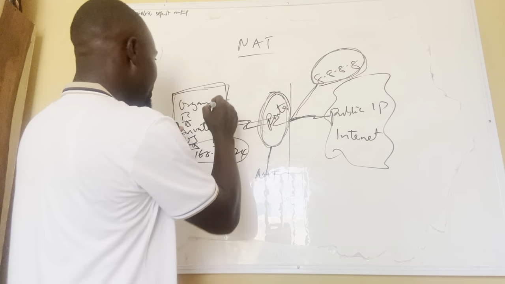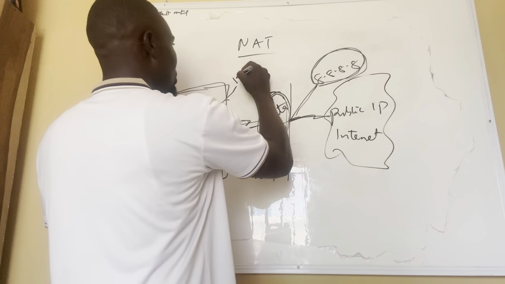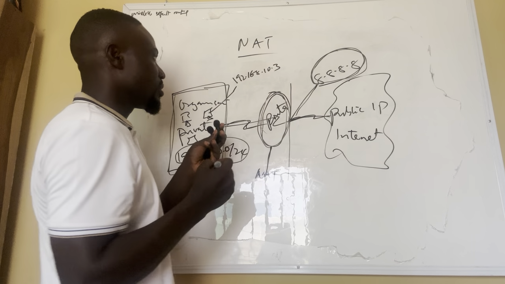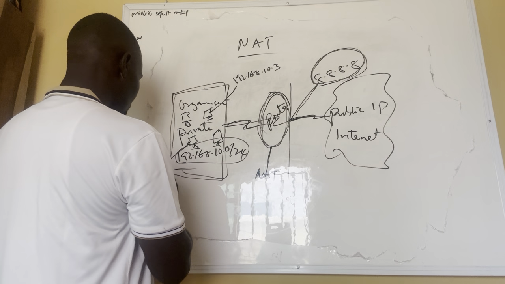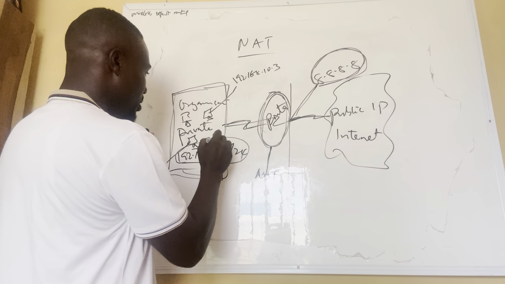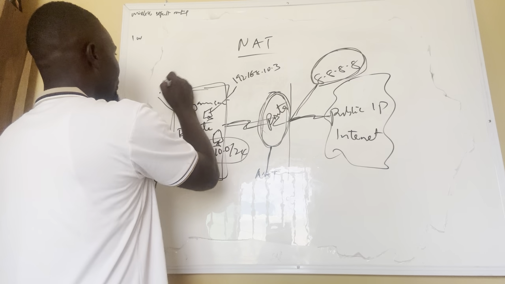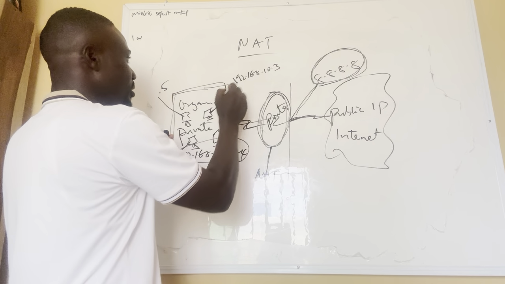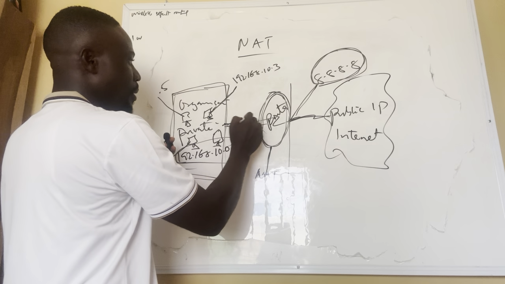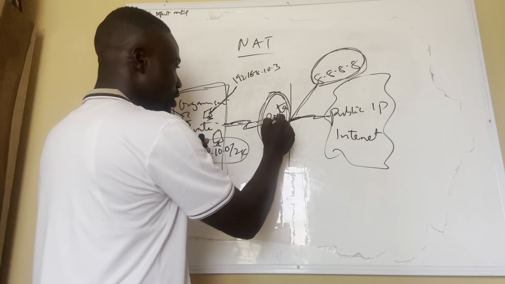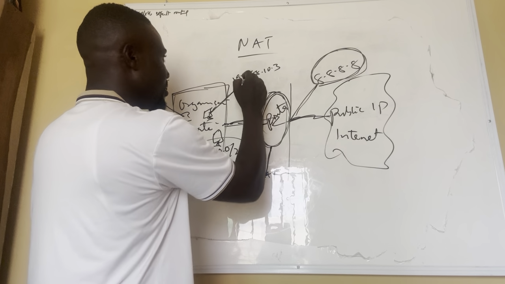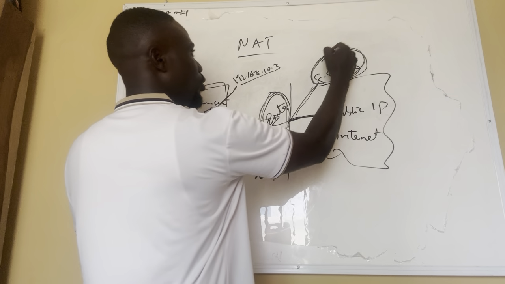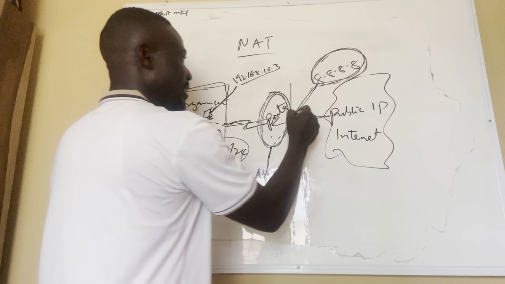So now, let's say this system is using 192.168.10.3, for instance. So this one is using .4, while this one is using .5. So now, if they are going to the internet, it will go like this. When it gets to this place, NAT will convert this IP address, we map it to this public IP address so that it can reach the internet.